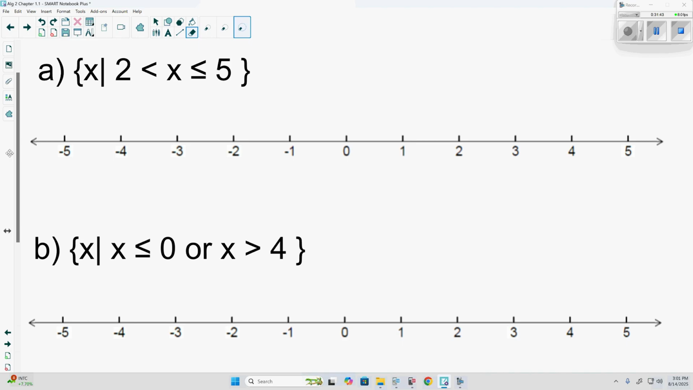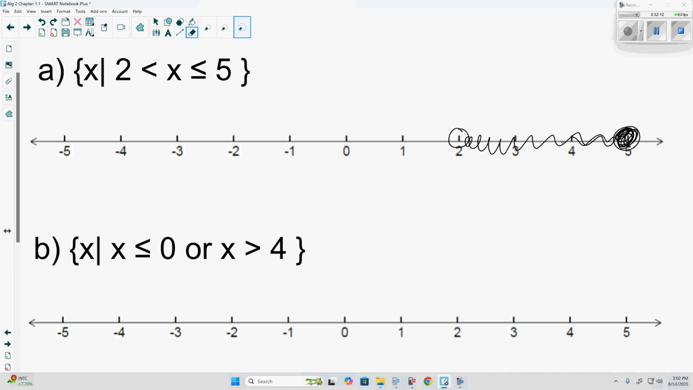So we have 2 points on this number line, yes? 5 and 2. Are these spots going to be both open, both closed, one open, one closed? 5 is closed, 2 is open, because the 5 does have the equal to sign, the 2 does not. Now where do we shade? In the middle, because x is in the middle.